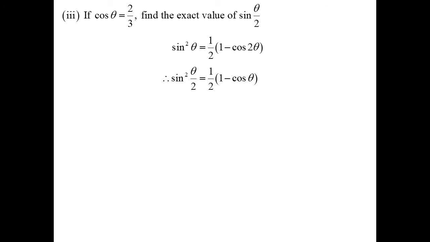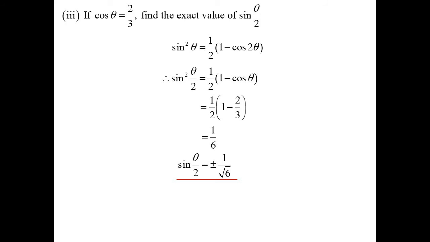Sine theta on 2 is the one I want to find. They've told me cos theta is 2/3. So sine squared is 1 on 6. Therefore, sine theta on 2 is plus or minus 1 on root 6. So we can't narrow that one down because they've told me cos theta is 2/3. What's that tell me?